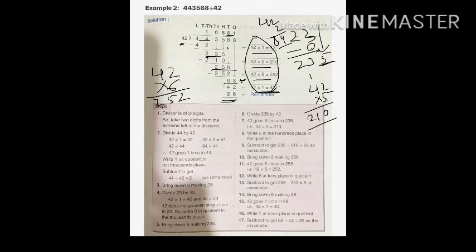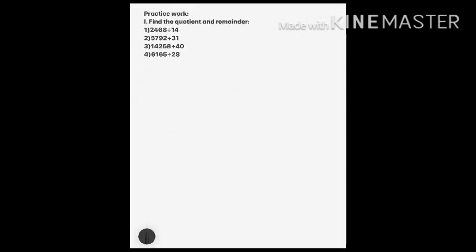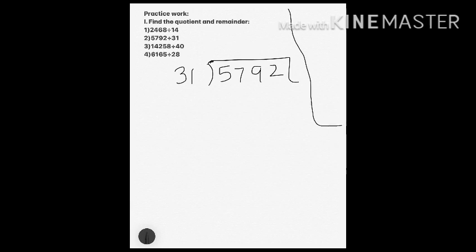Alright, students, let me do it practically, one example, so that you'll understand it better. I will take the second example. The dividend is 5792 and the divisor is 31. Now it's a big divisor, again a big number. We don't know the table of 31, so what do we do? We do it on the side. We'll write the table on the side.